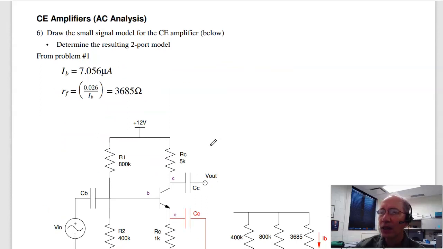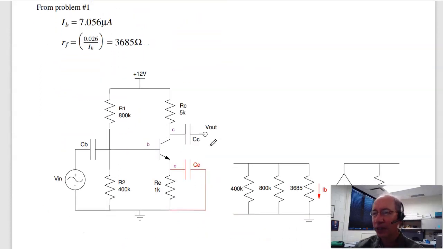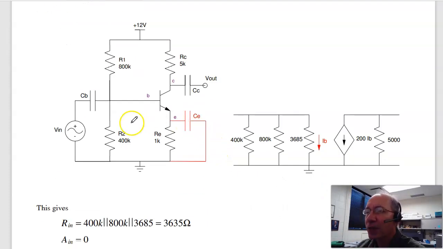Let's see. Problem 6. Given the same problem we had in problem number 1, find the two-port model, or the AC model. In this case, I'll take this circuit and redraw it. I've got the input goes right here. I see a 400K to ground, that's this guy. I see 800K to ground, that's this one. I see a diode to ground. So here's your diode.